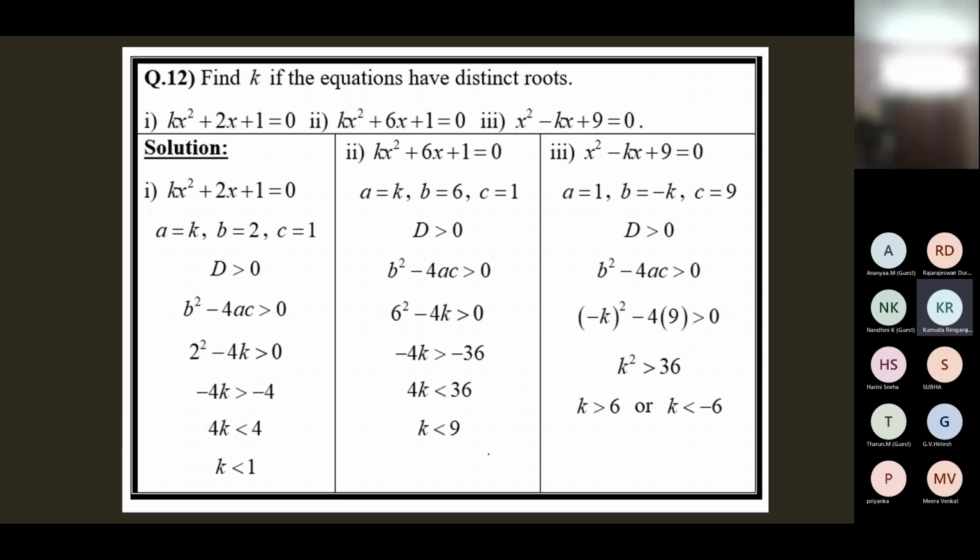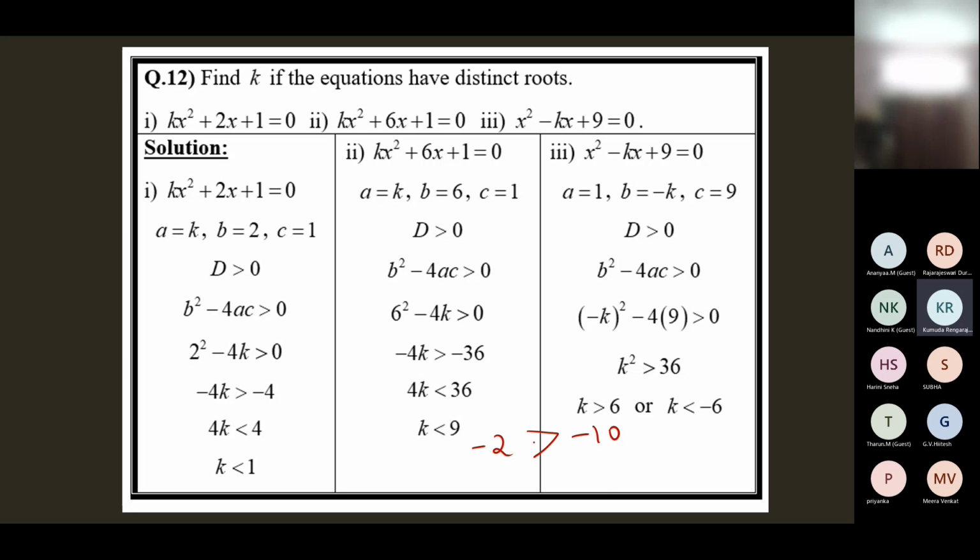Now look at this, children. Let me write minus 2 is greater than minus 10. Correct or wrong? Is this correct? Yes. Minus 2 is greater than minus 10. Is it true? Yes, ma'am.